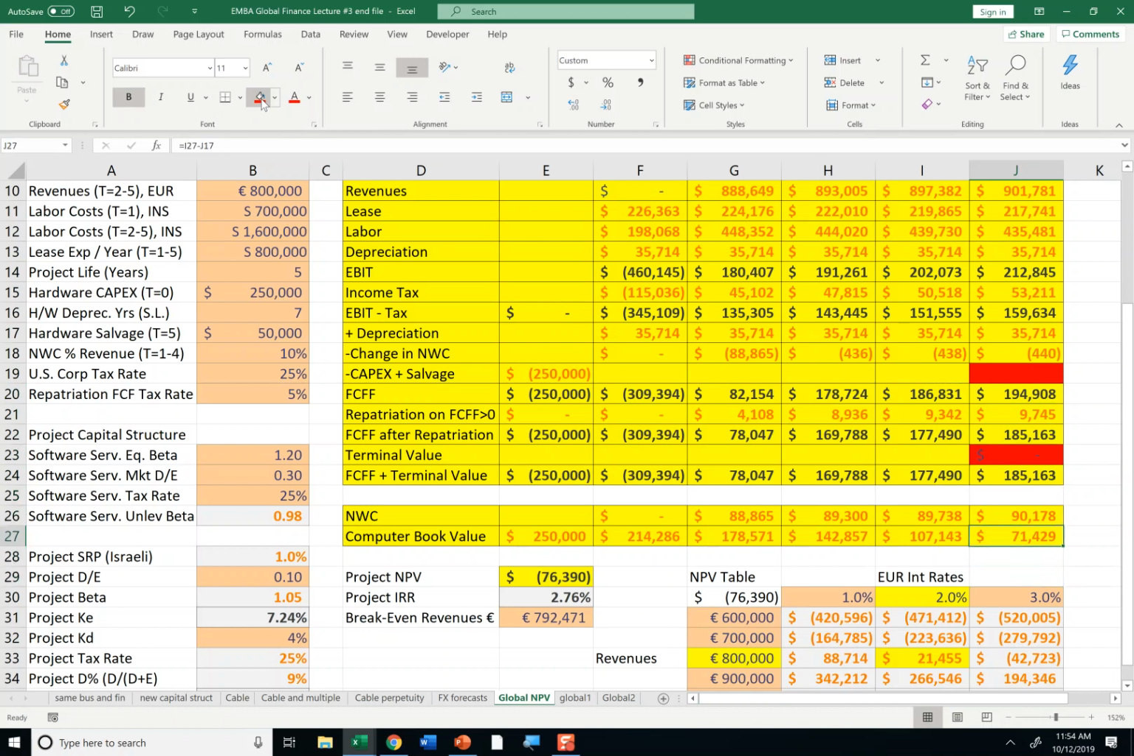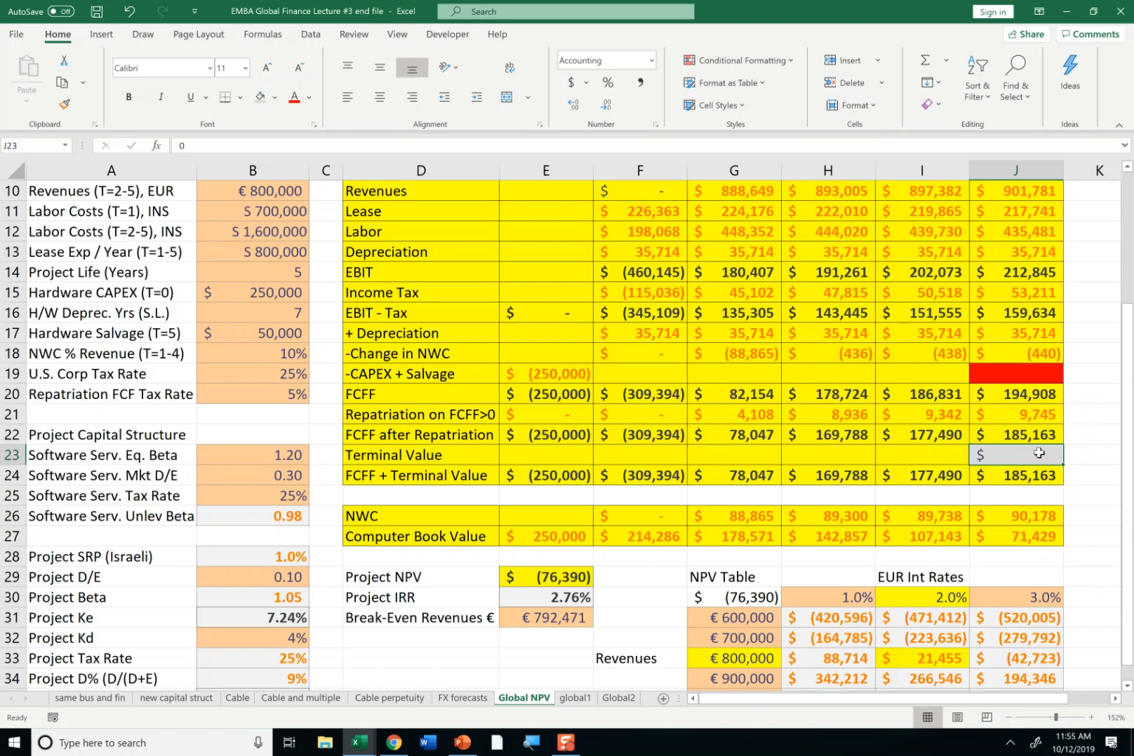However, if it's an ongoing concern, the cash flows are going to continue into year 6, 7, 8, 9, 10, into infinity maybe. So the question is, if I do that, I need to somehow account for this cash flow. What is the business worth 5 years from now if it's an ongoing concern?